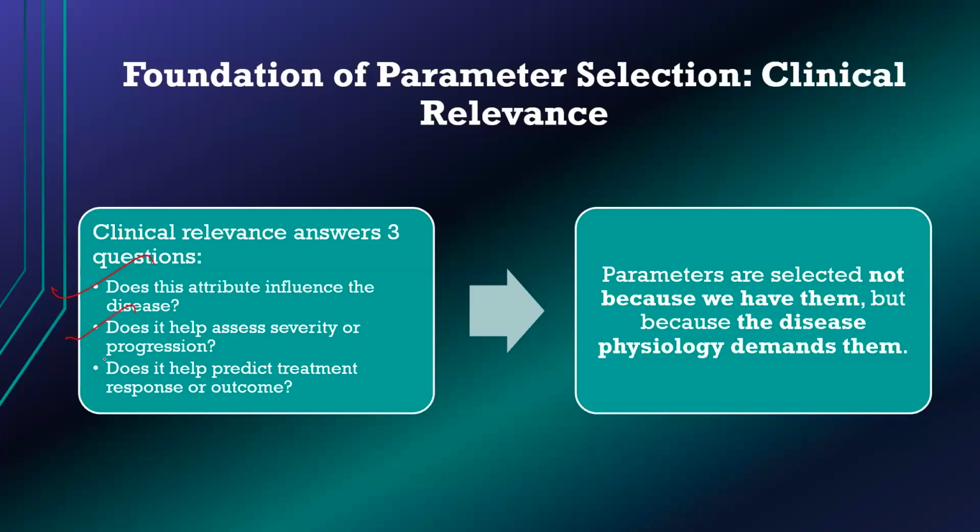At the same time, you need to use variables that can predict treatment response or outcome, whether the variables that you are selecting are directly connected to the outcome or not. That thing you have to keep in mind. So parameters are selected not because we have them, because we may have hundreds of parameters, but we need to select them because disease physiology demands them. And when we have to make a decision about the existence or non-existence of a certain disease in a patient, there should be a relevant set of parameters available.